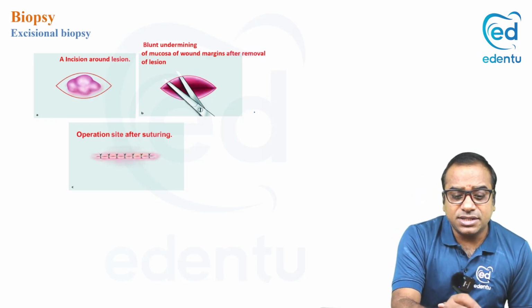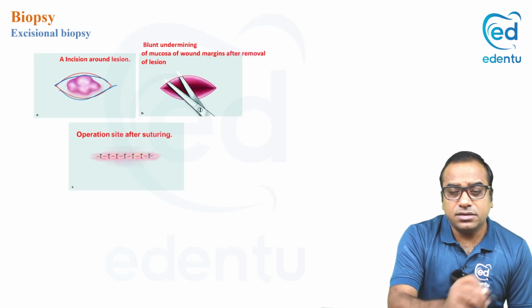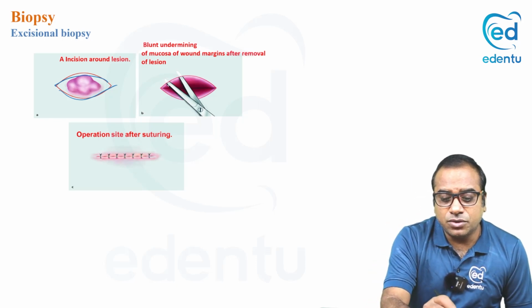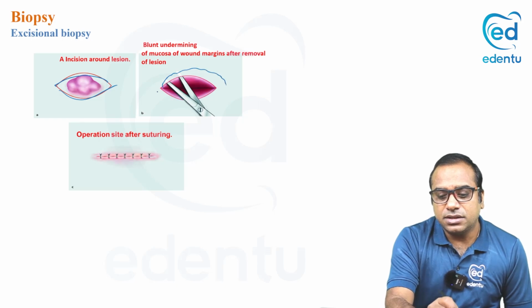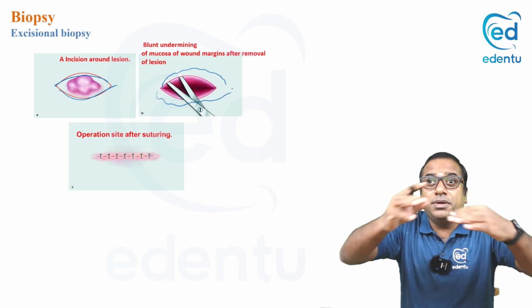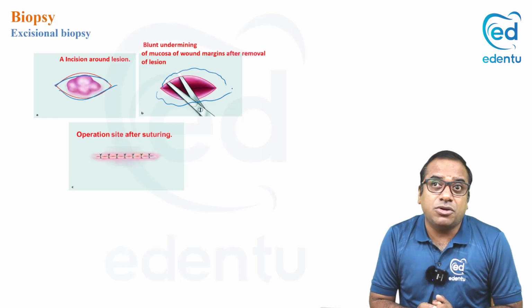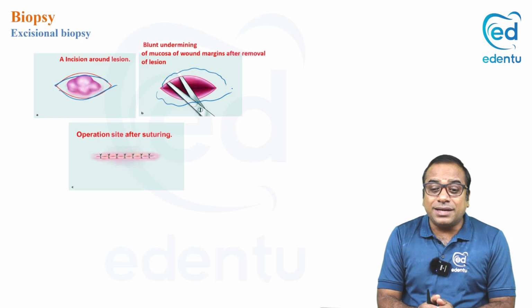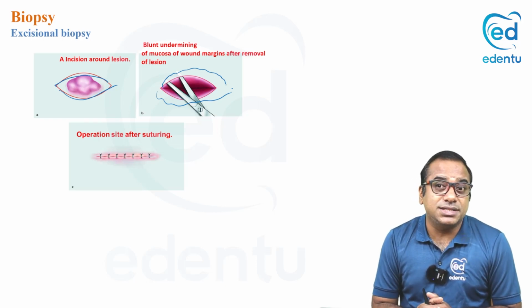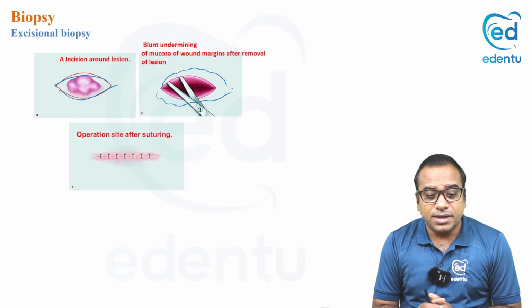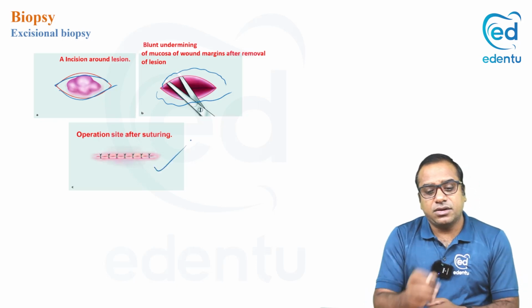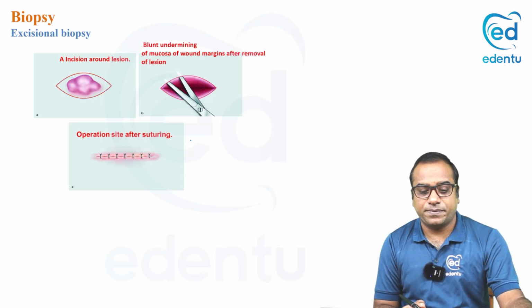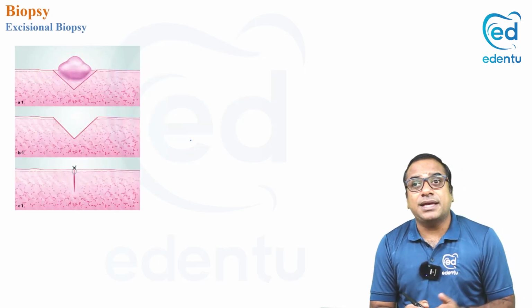So you have a lesion, an incision is kept around the lesion, and then with your scissors you will go inside and do a blunt dissection. You will do a blunt dissection 2 to 3 millimeter around the pathological diseased part. So blunt undermining of the mucosa with wound margins is done after removal of the lesion, and then once you suture it, the operation site after suturing should resemble something like this.